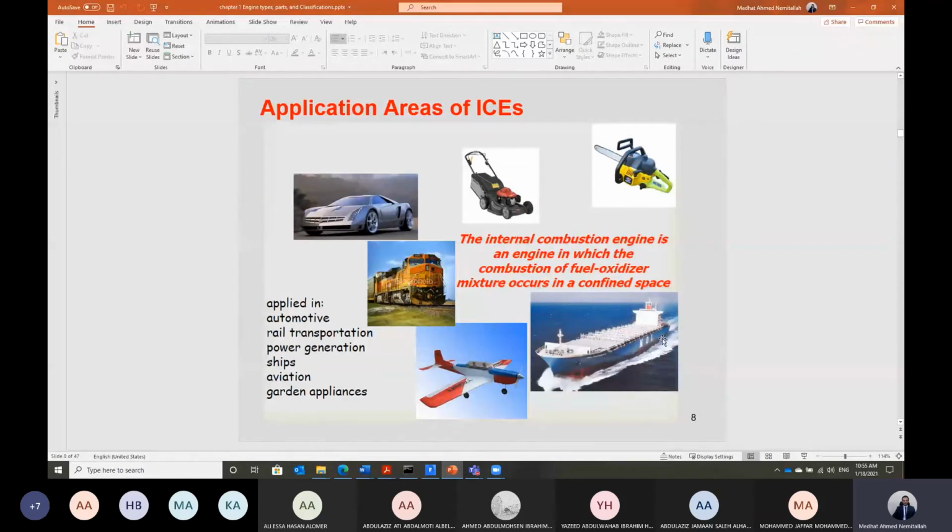And also in marine applications, ships and boats, you will find there is a big diesel engine. Usually it is a diesel engine to give more power to drive the ship. Also in grass cutting tools and wood cutting tools, there is a single cylinder spark ignition engine. Usually it is used in those applications.